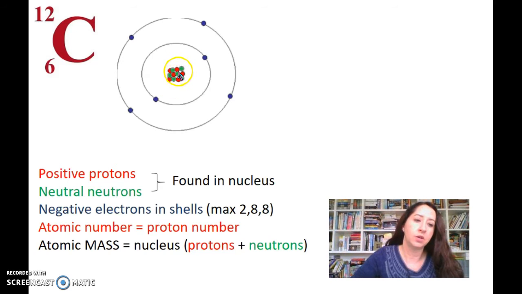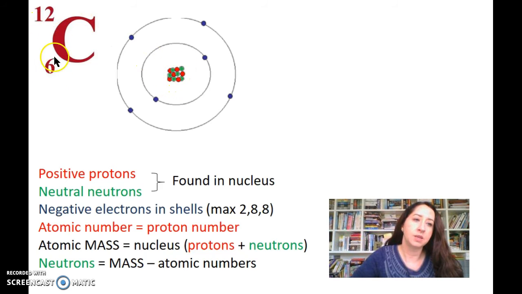So together that's 12. If I want to calculate how many of the green neutral neutrons I have, I can take the 12 and subtract the 6, which is the number of protons, and then I'm left with just the neutron number. Another thing I can change in my atom is the number of neutrons. So I could have 13, 6 for carbon, or I could have 14, 6 for carbon, which means I'm adding another neutron in here each time. So I could have 7 or 8 neutrons.